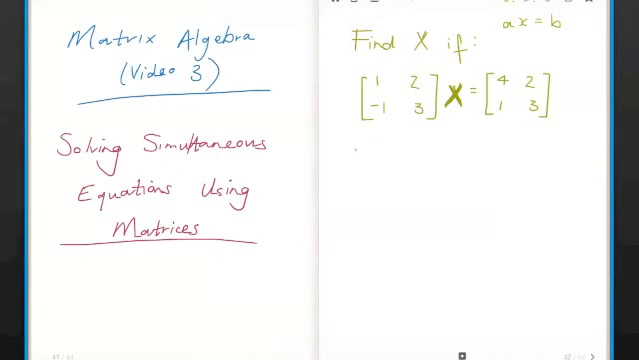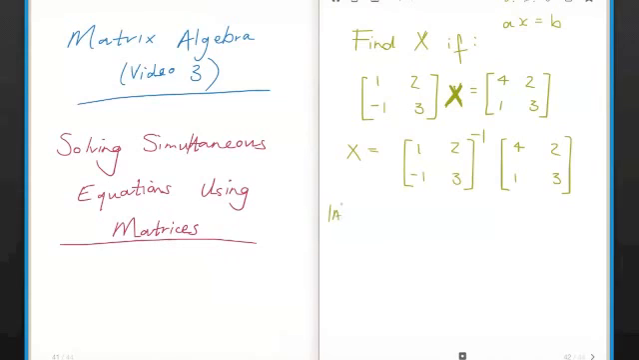So we have X equals A, which is 1, 2, minus 1, 3, inversed, times 4, 2, 1, 3. So first I need to know whether I can actually do this. I need to know whether I can find the determinant of this matrix. If we can find the determinant of this matrix, we can find the inverse.